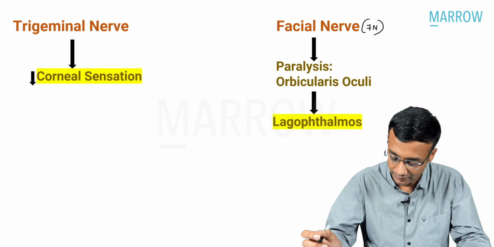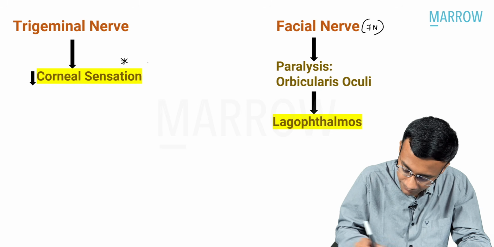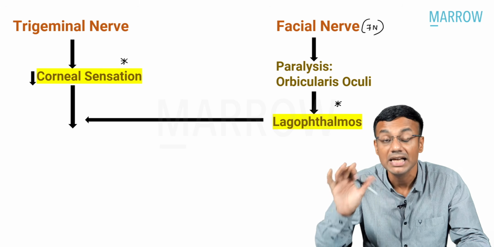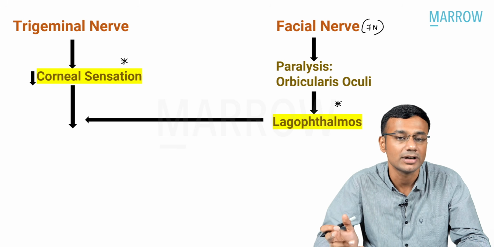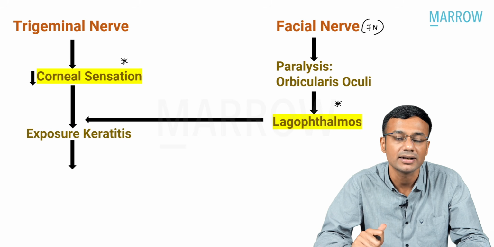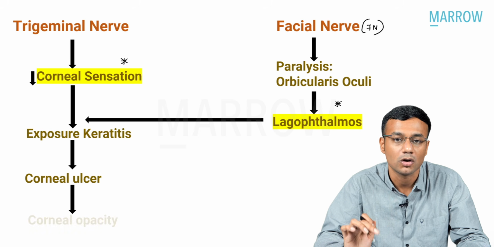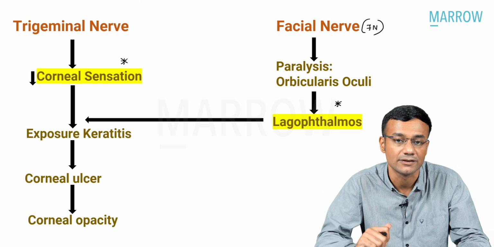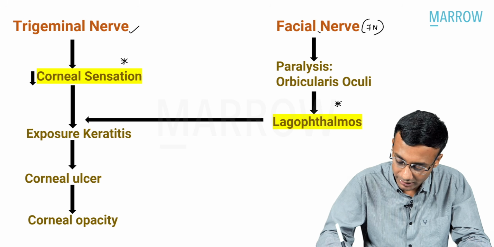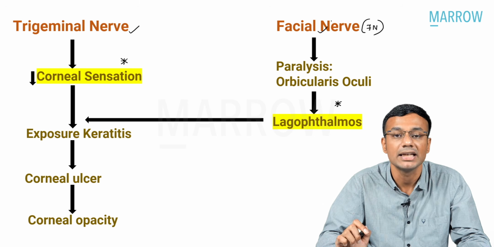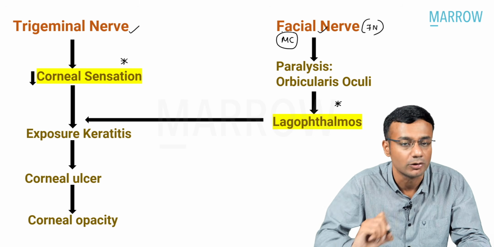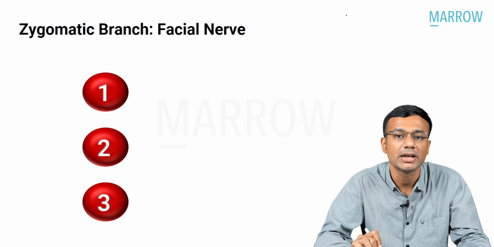And when you have the combination of these two features, decreased corneal sensation and lagophthalmos, the eye is open plus the cornea is anesthetic. What is going to happen here? Automatically, it predisposes the patient to develop exposure keratitis, corneal ulceration, corneal opacity, and maybe blindness in the future. Now, what we need to remember is both are commonly involved in the leprosy spectrum, but please remember the facial nerve is more commonly involved. Now, why is the facial nerve more commonly involved?